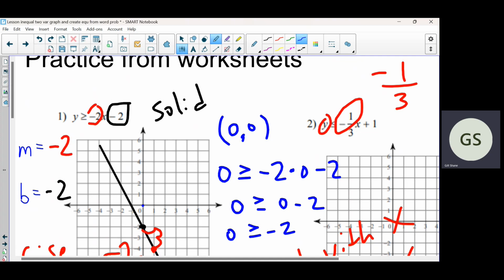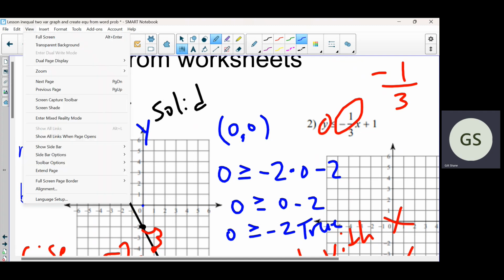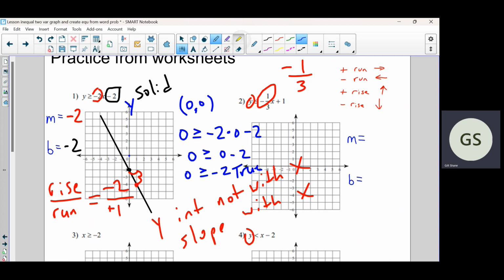Again, if you're not sure if that's right, look at the y-axis. The higher number is the bigger number. Well, 0 is right here. Negative 2 is right here. So yeah, 0 is higher, so 0 is greater. So yes, that is a true statement. So if that is a true statement, now I'll zoom back out, then that means 0, 0 is a solution, which means this side where 0, 0 is will be the solution side. Every number on this side will work.